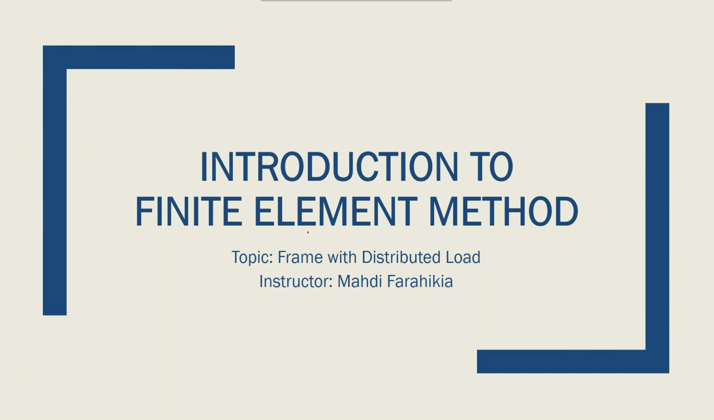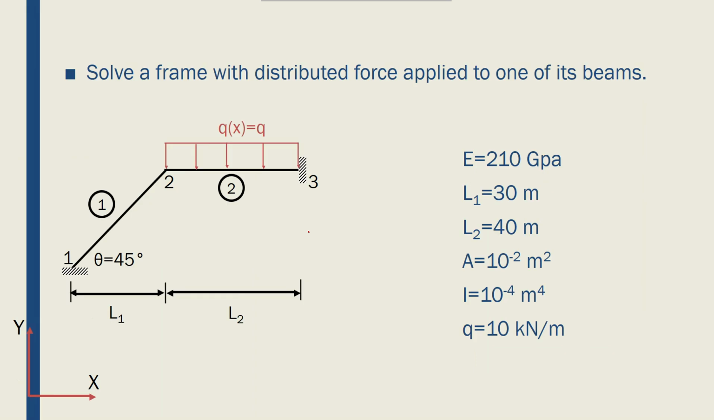Let's now work on a frame with distributed loads applied to its elements, and we'll work on that through this example. We have a frame structure like this, made of two elements, element 1 here, and element 2, and 3 nodes, again with these boundary conditions.